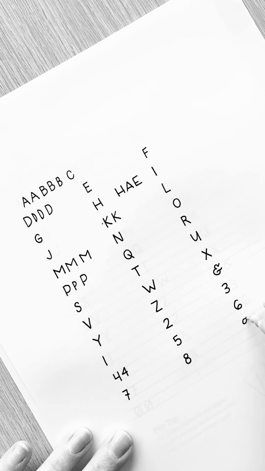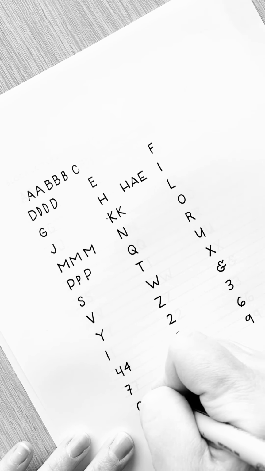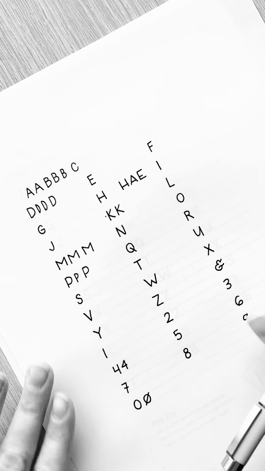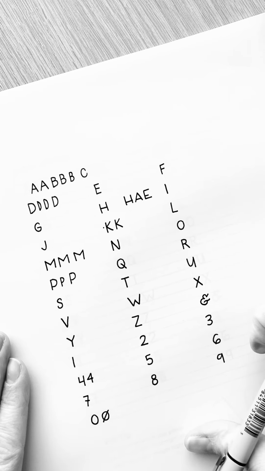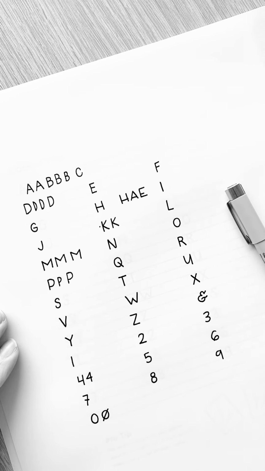8, 9, and then 0 can be like that, or sometimes it's fun to do a cross in it too. So those are all the block letters, just a few tips to help you with those. It's great to practice, just so that your handwriting can be a little bit neater when you're addressing your envelopes.